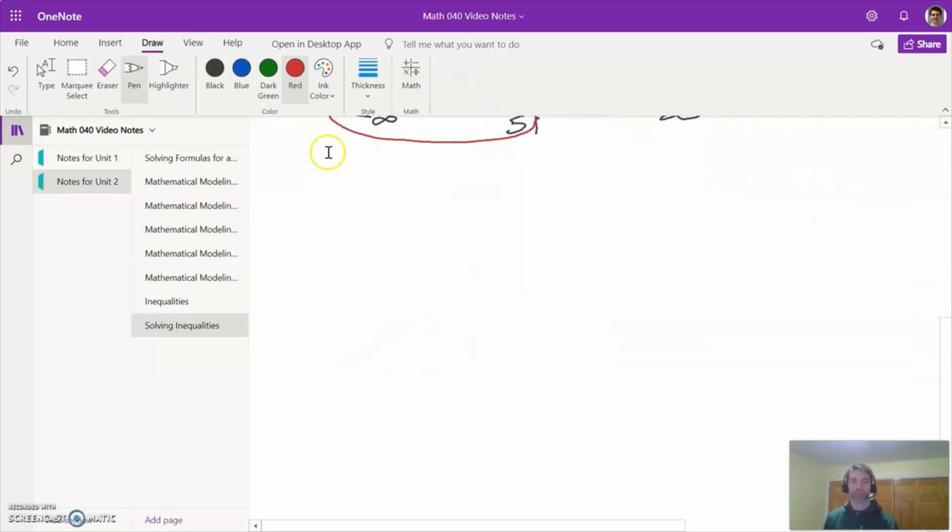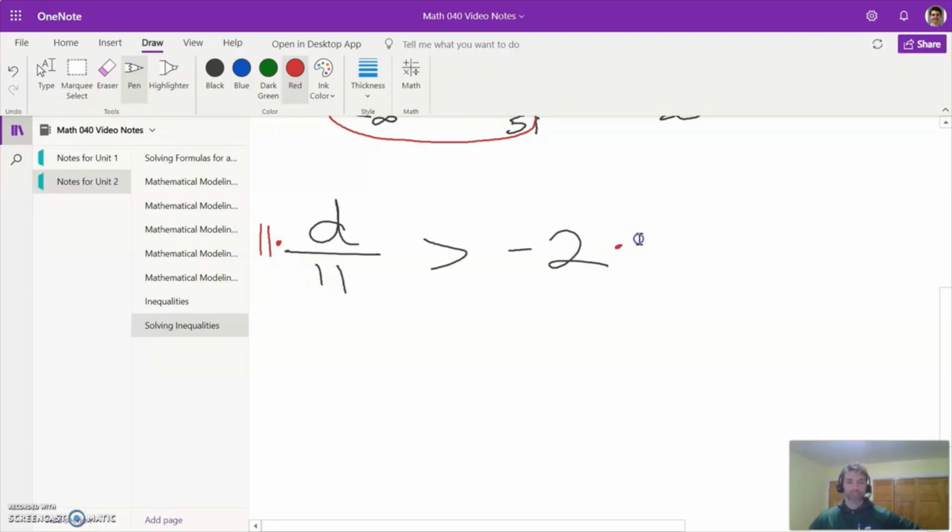Okay, here's another one. D over 11 is greater than negative 2. Go ahead and try this one. Solve it and sketch it on a number line. So I want to get this D all by itself. I only have one term on the left, a term on the right. I want to get that 11 gone. I'm going to multiply both sides by 11. So multiply this by 11 and multiply this by 11.